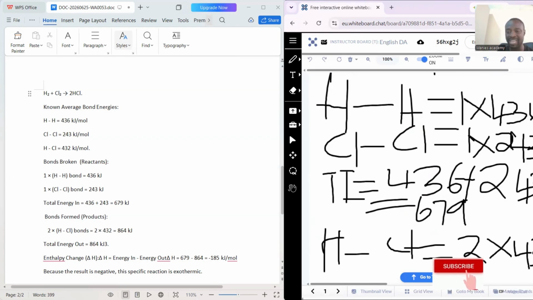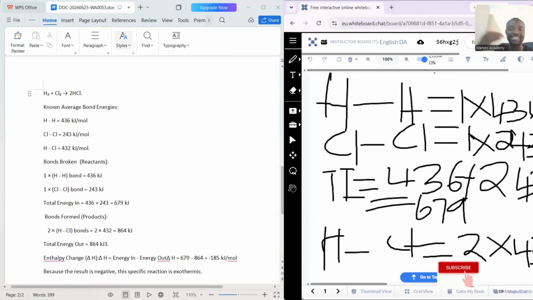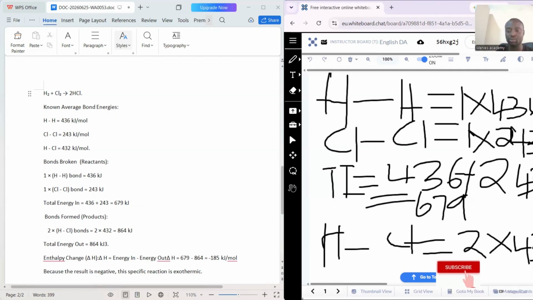This is the energy released in the forming or making of bonds, because in bond forming, energy is released to the surroundings. So 2 times 432 will give us 864 kilojoule per mole.